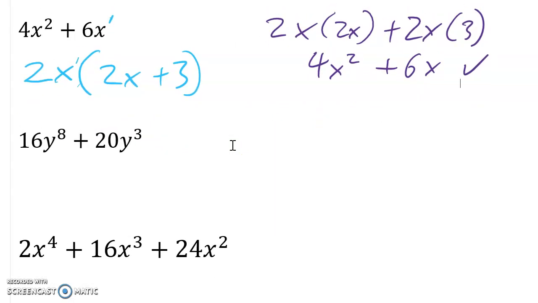Here's 16y to the 8th and 20y to the 3rd. Let's start by factoring out the greatest common factor of the coefficients, the numbers in front, for 16 and 20, well, let's see. I look at 16. 16 could be divided by 1 or 2 or 4 or 8 or 16. And then 20, that's 1, 2, 5, 10, 20.